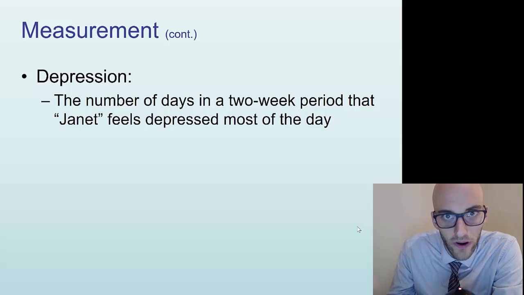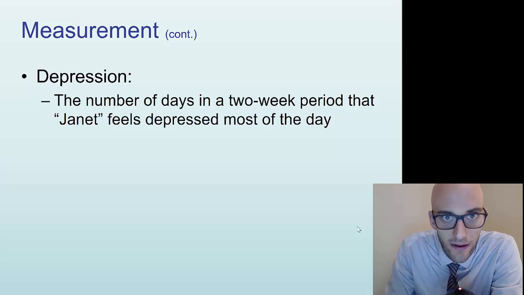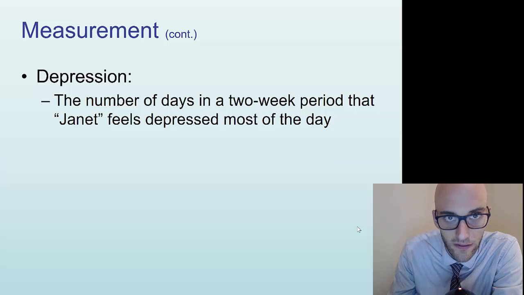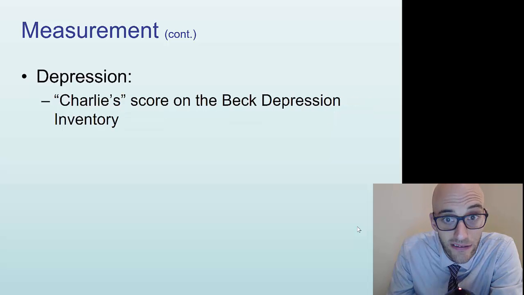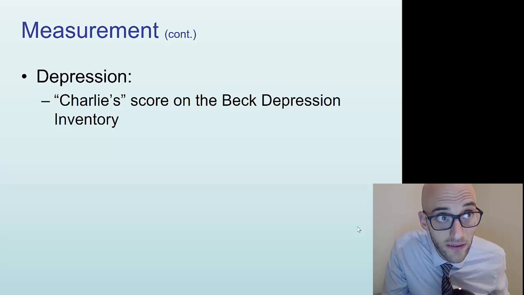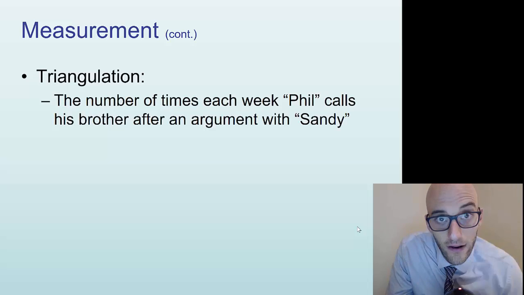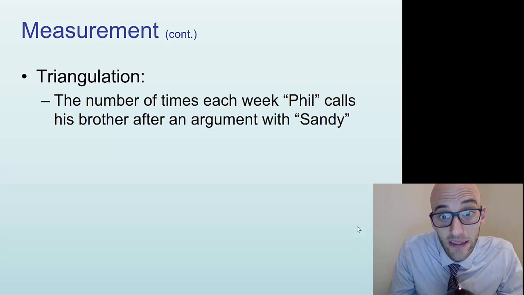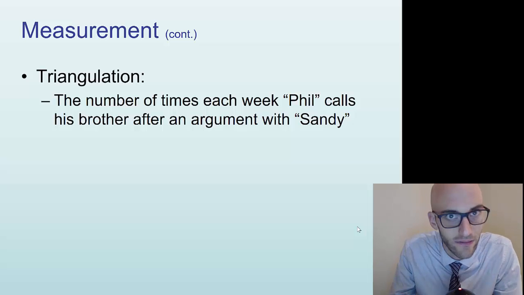An example for depression might be the number of days in a 2-week period that Janet feels depressed most of the day. So, number of days within a 2-week period. That's a good operationally defined problem to specify for depression. You could also do Charlie's score on a Beck Depression Inventory, so a score on a standardized measure. For our discussion of triangulation, it could be the number of times Phil calls his brother after an argument with Sandy in order to cause triangulation within that dyad.